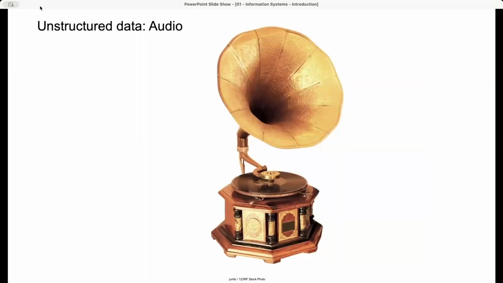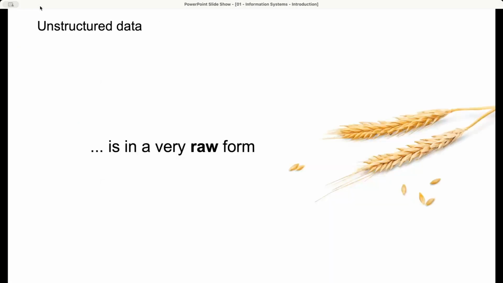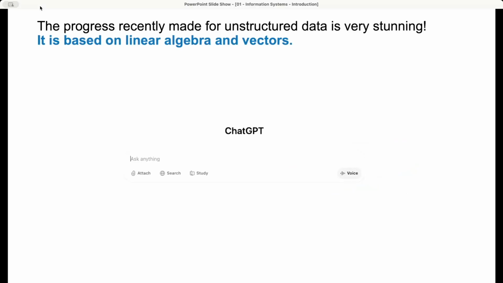You can take text, pictures, audio, videos, and you can interact with a system that's able to understand them, to generate them. So these are very, very exciting times for us, that even that kind of data now can be dealt with. And what's more, it's pure math. It's all based on linear algebra and vectors.